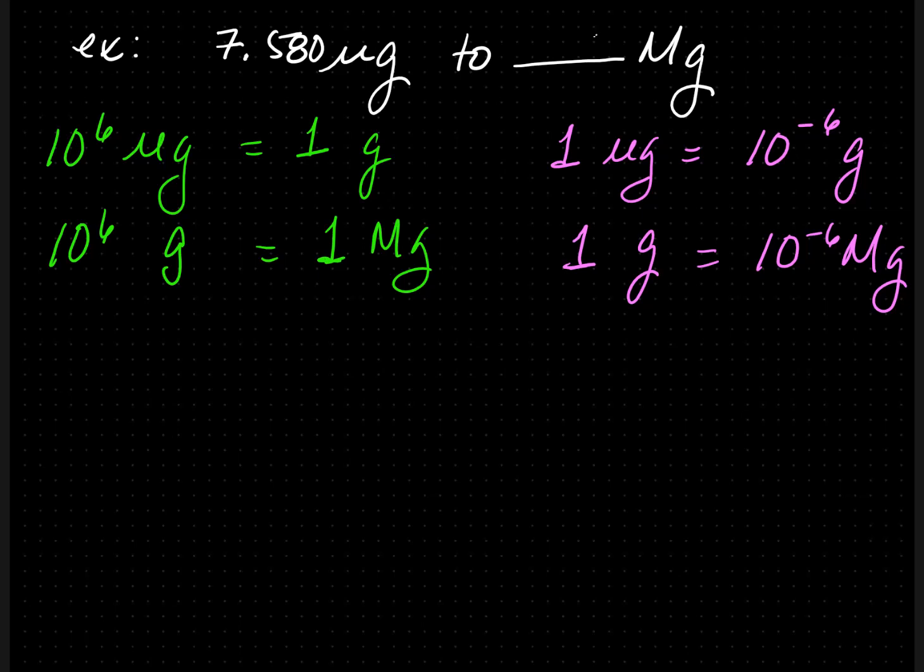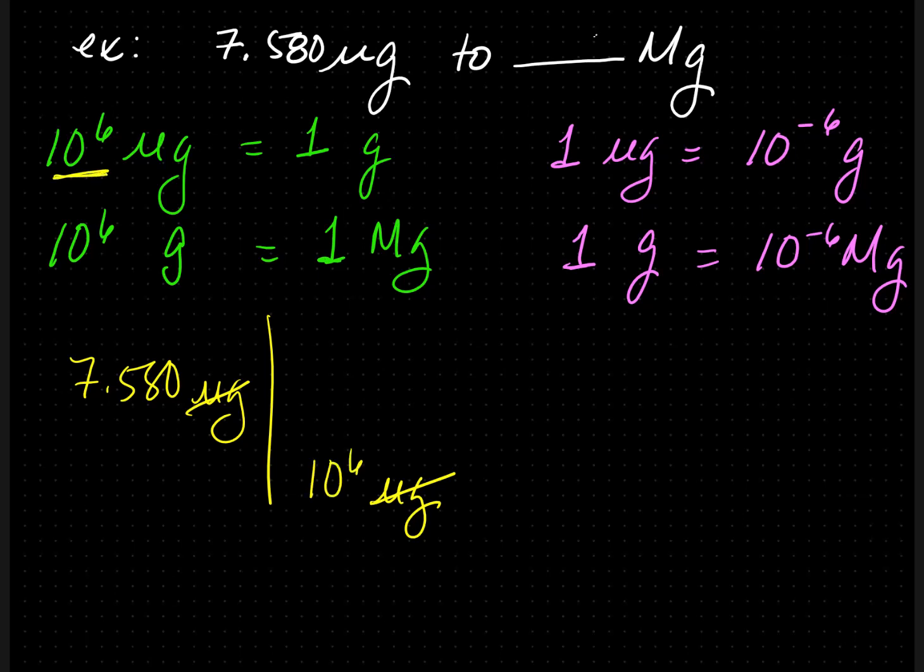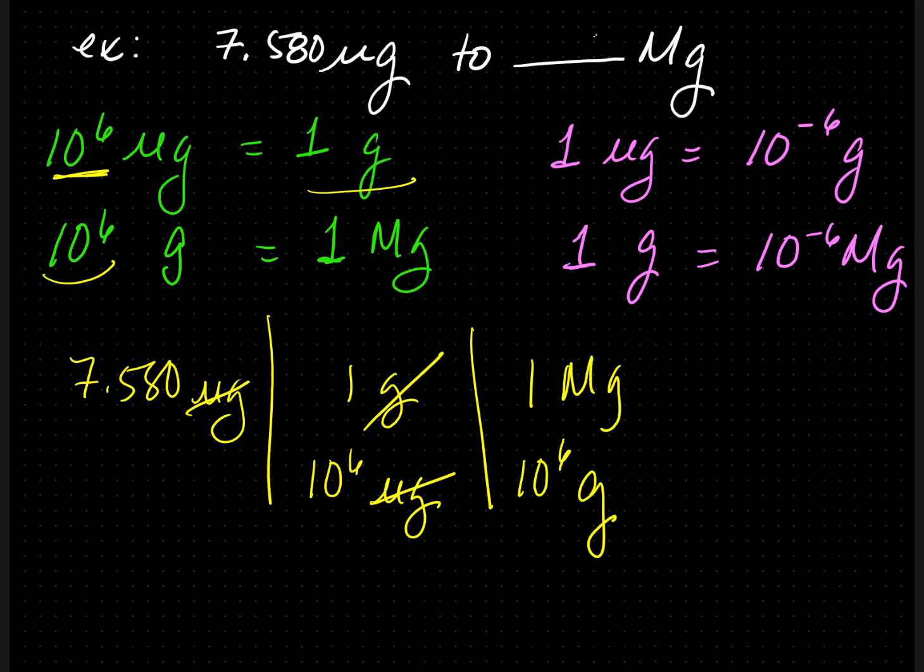So we're going to start with what's given, which is 7.580 micrograms. I do my diagonals, micrograms, micrograms, to cancel out units. The number in front of micrograms is 10 to the 6. What's left over? 1 gram. That goes on top because they're equal to each other. I need to go again because if I end here, I end up with grams as the unit. Diagonals, grams, grams. The number in front of grams is 10 to the 6th. What's left over is 1 megagram.